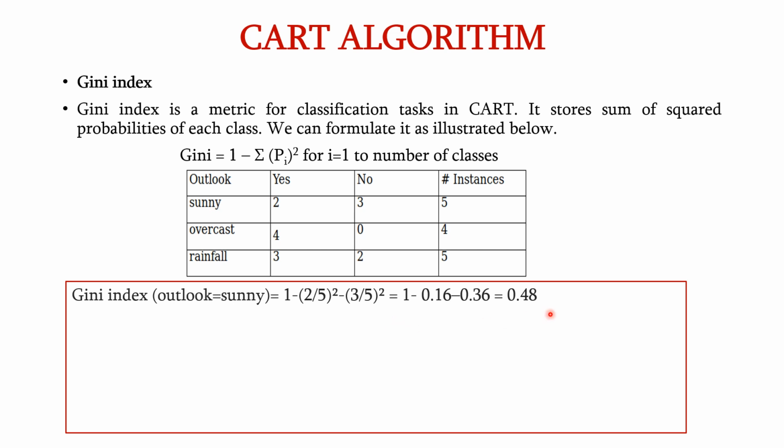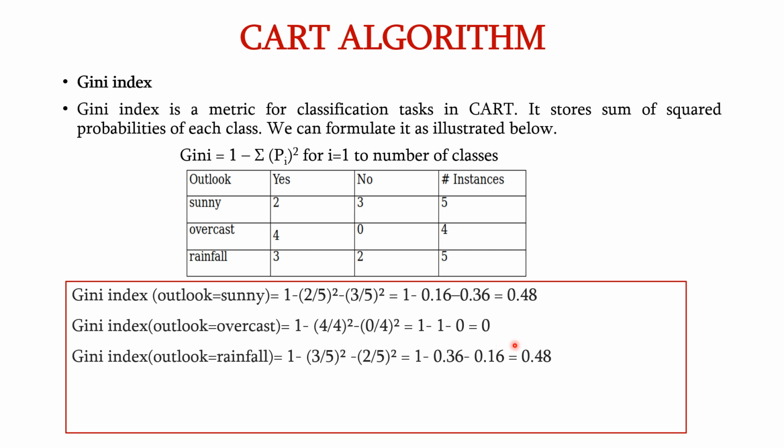Next we have to find the Gini index for outlook equal to overcast. Here we consider 1 minus yes instances 4 divided by total number of instances 4 whole square, minus for no it is 0 by 4 whole square. So the answer is 0 for overcast. Next we consider rain. So Gini index of outlook equal to rain is 1 minus 3 divided by 5 whole square, minus for no it is 2 divided by 5 whole square. So the answer is 0.48.